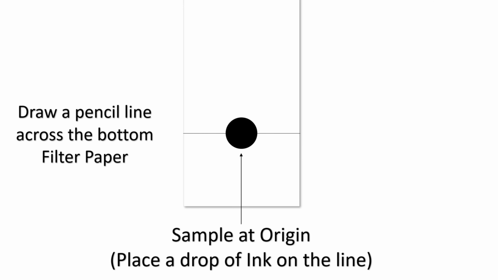The black color is made up of 3 primary colors. So we need to separate these colors through chromatography. Place a drop of ink on this line which we have drawn. And now make a chromatography system.